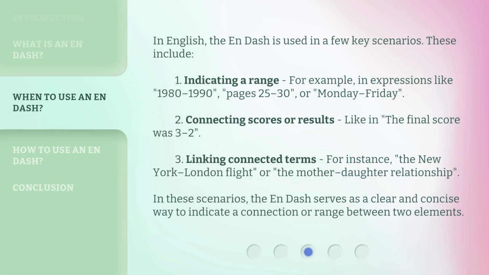In English, the en dash is used in a few key scenarios. These include: 1. Indicating a range, for example, in expressions like 1980–1990, pages 25–30, or Monday–Friday. 2. Connecting scores or results, like in, the final score was 3–2. 3. Linking connected terms, for instance, the New York–London flight, or the mother–daughter relationship. In these scenarios, the en dash serves as a clear and concise way to indicate a connection or range between two elements.